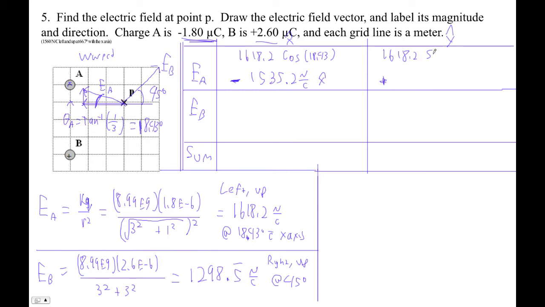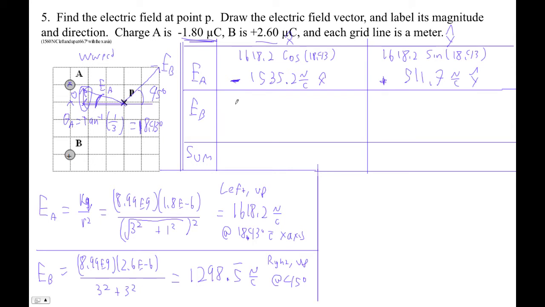1618.2 sine of 18.43. So the y component's right here, and it's the opposite side of that angle, so we're using sine. SOHCAHTOA is all we're doing here. So let's change the cos to a sine. And that's 511.7 newtons per coulomb, and that's in the y direction. Okay, boy, we're almost there.